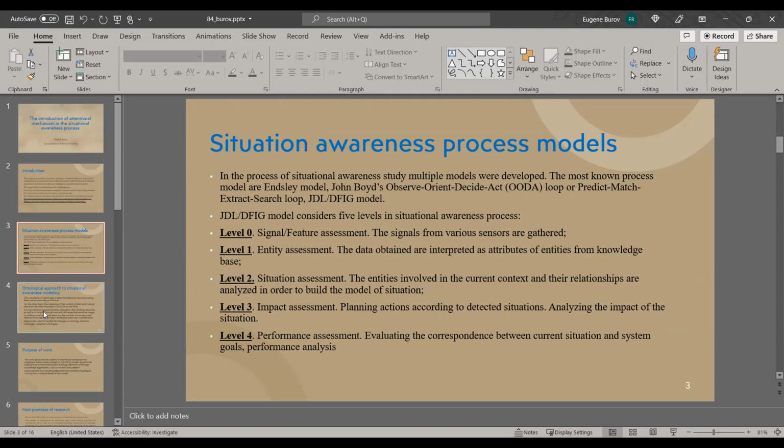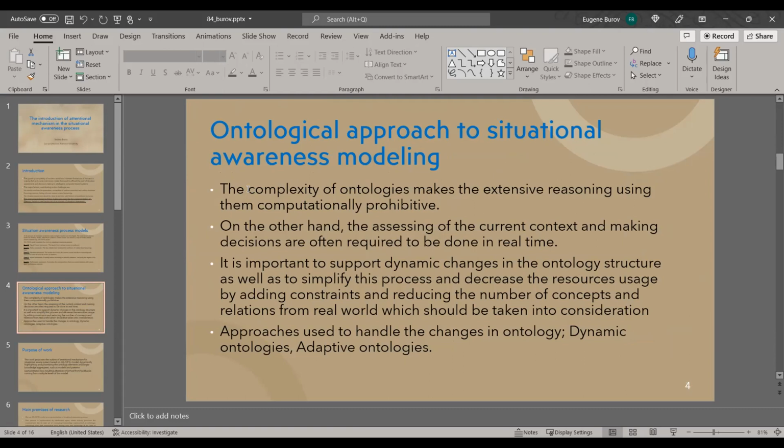In most cases, when we approach modeling situational awareness systems, we use ontologies in order to perform some kind of conceptual modeling. However, in the case of situational awareness systems, we have a very high level of change in the world and also in the ontologies. And in order to support this dynamic change, we use the approach of adaptive ontologies, that is the dynamic weighting of ontology elements.